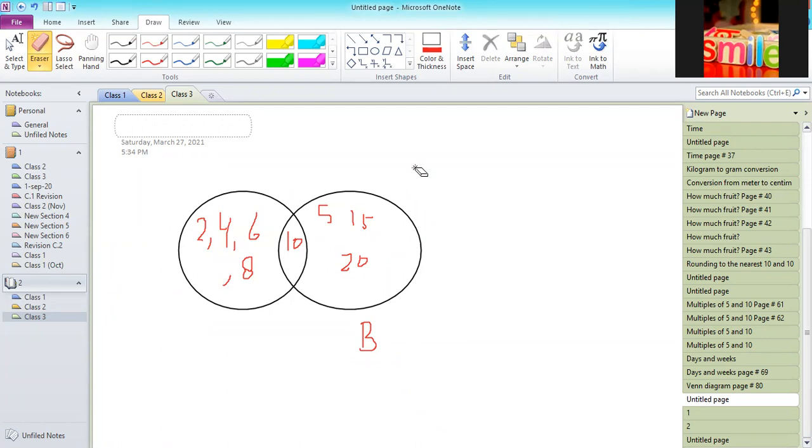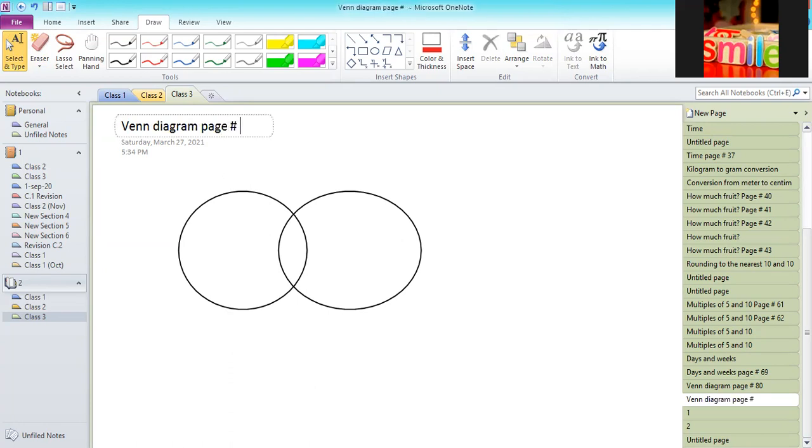So we have completed, we have practiced many examples. Now we will do some work, guys, in the notebook. Take out your notebooks and we will do some work. Okay, take out the notebook. On the top of the page, write the heading Venn diagram, and also write the page number, that is 80. Okay, and we will start work now.